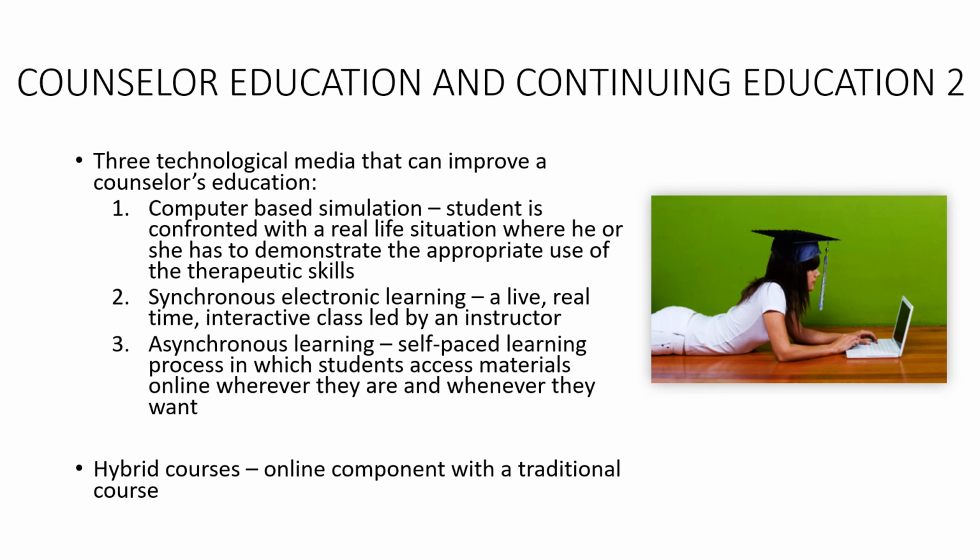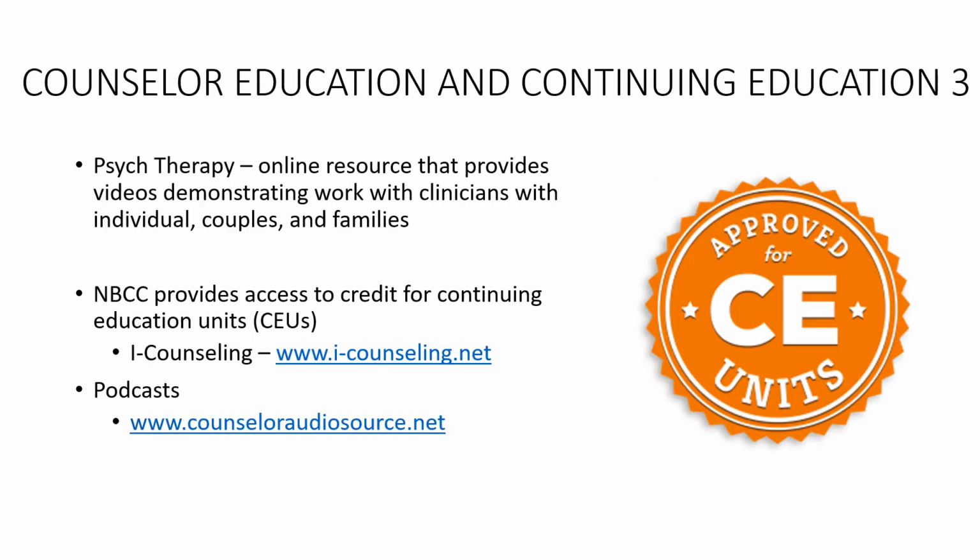2. Synchronous electronic learning, which is a live, real-time, interactive class led by an instructor, so like a live class on Zoom. And then asynchronous learning, a self-paced learning process in which students access materials online wherever they are and whenever they want. Obviously, for some classes, you might have a deadline. Hybrid courses are online components with a traditional course. So it might be meeting some days or some weeks and then online completely on other weeks.